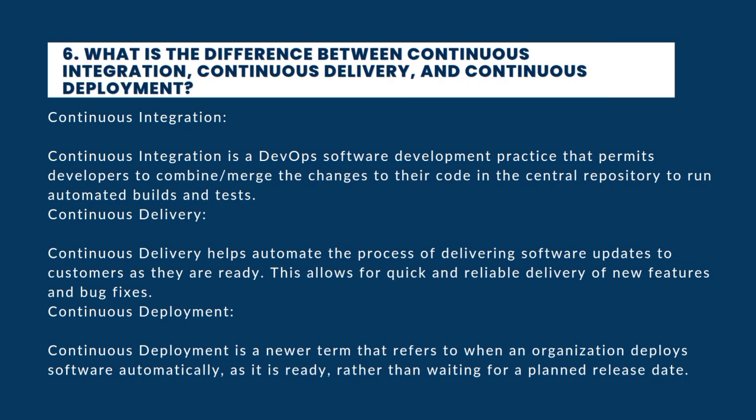Continuous delivery. Continuous delivery helps automate the process of delivering software updates to customers as they are ready. This allows for quick and reliable delivery of new features and bug fixes. Continuous deployment. Continuous deployment is a newer term that refers to when an organization deploys software automatically, as it is ready, rather than waiting for a planned release date.